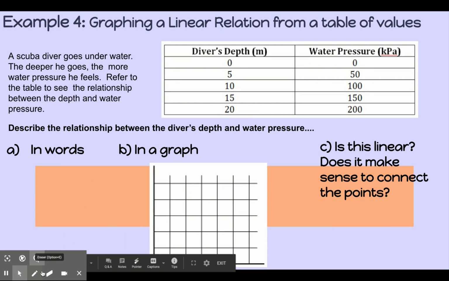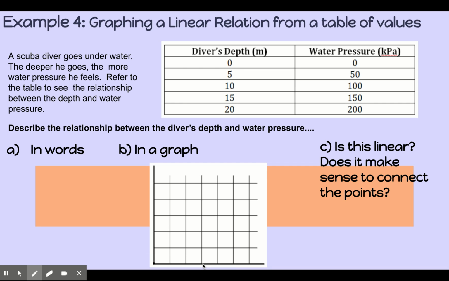Okay, so now getting into more common questions that you'll be getting in this situation. So example 4, you need to be able to graph a linear relation from a table of values. Usually it involves a word problem. So let's look at this one. A scuba diver goes underwater. The deeper he goes, the more water pressure he feels. Refer to the table to see the relationship between depth and water pressure.